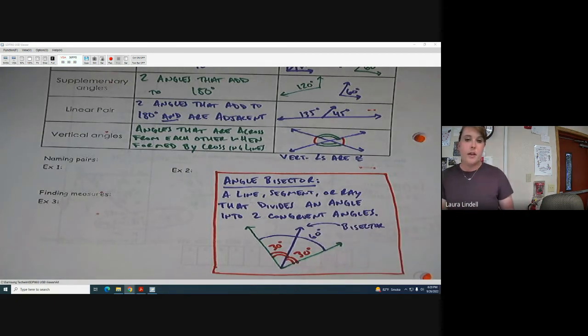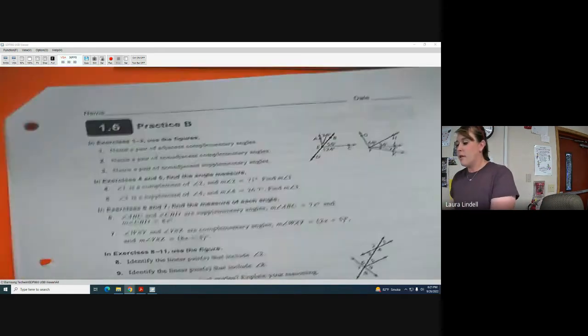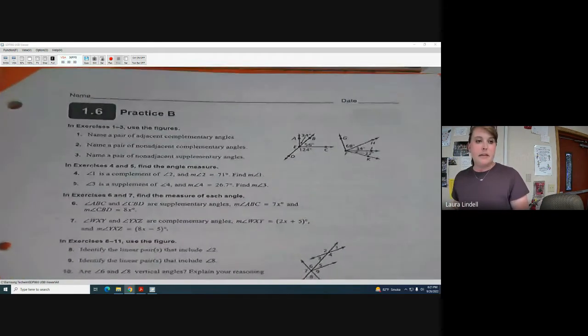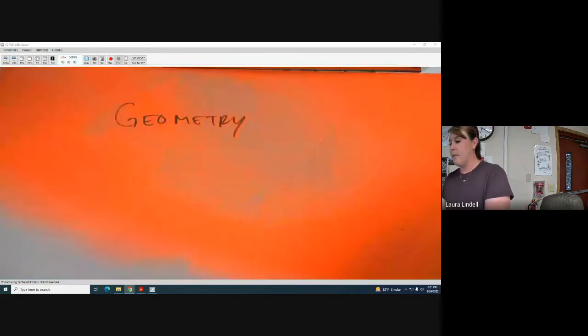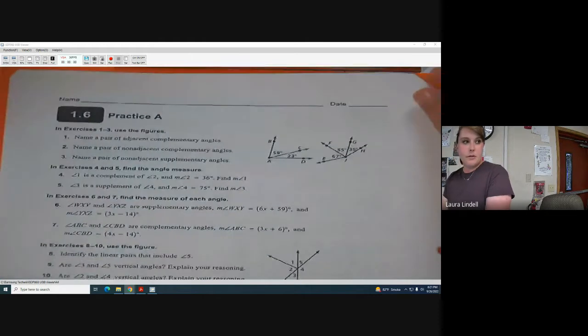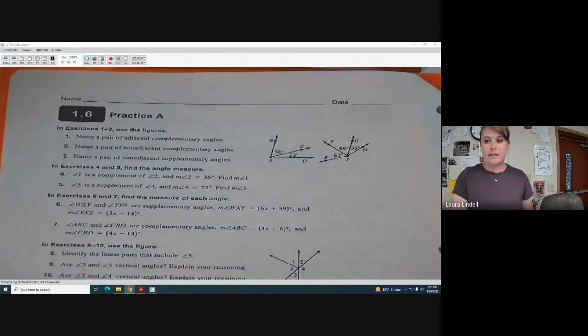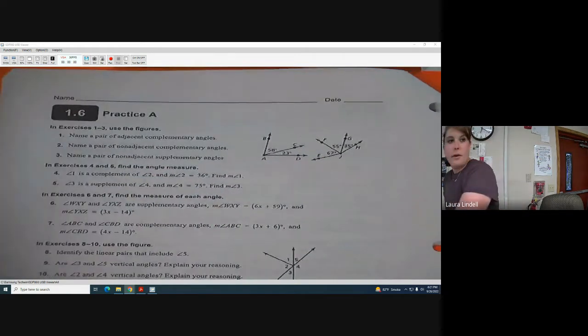Okay, so go ahead, turn the page with me. Your homework is actually going to be part of practice B. We're going to turn to the next page where it says practice A at the top. And together, we're going to do a couple of these problems from practice A just to get some more practice with these. Okay, so here we go.